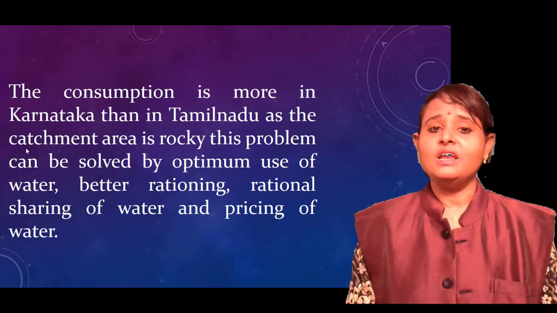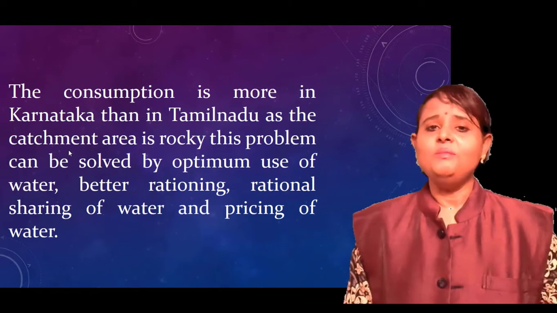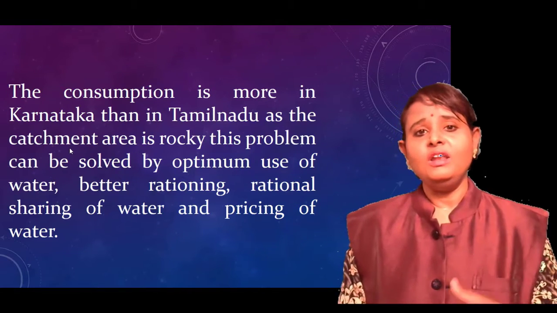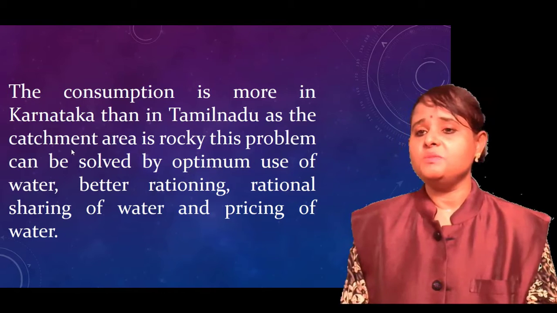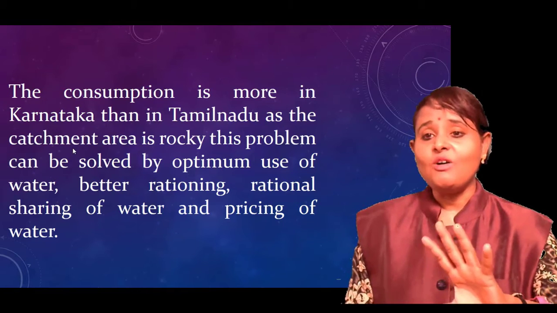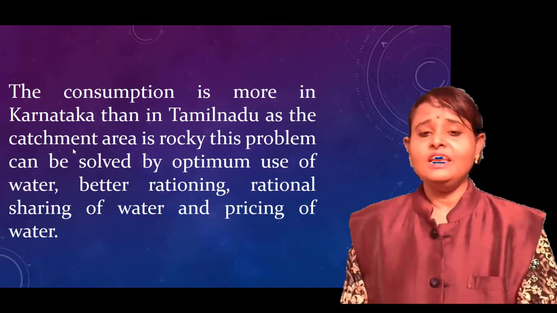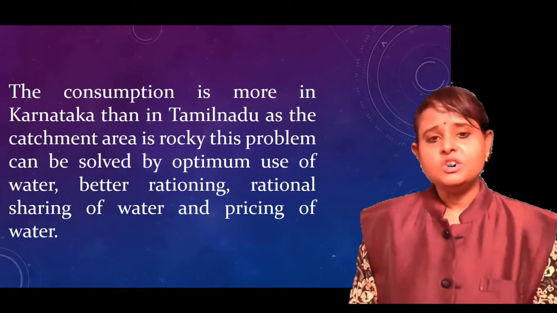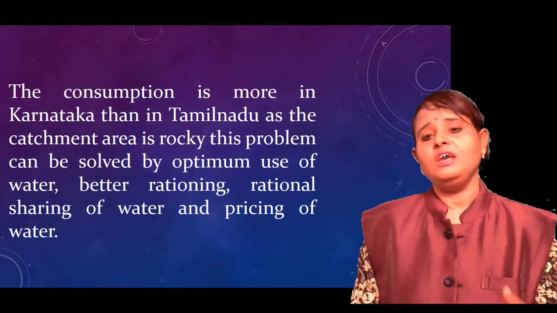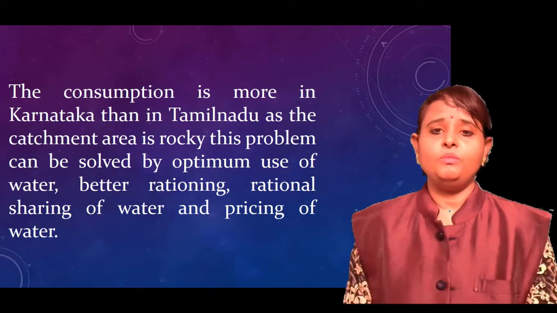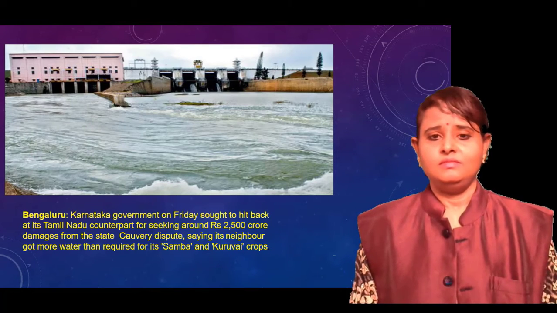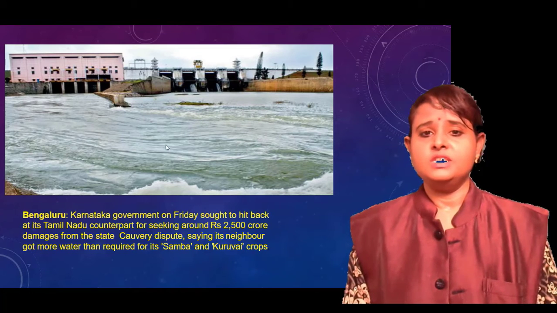The consumption is more in Karnataka than in Tamil Nadu, which is not accepted by Tamil Nadu. They are telling they are upstream. Whereas the Tamil Nadu people are utilizing more water, they are not accepting upstream, and these people are not accepting downstream. The catchment area is rocky. That's why, due to lack of understanding, the problem arose. It can be solved by optimum use of water, better rational sharing of water. Proper sharing of the water helps to solve the problems. You can see here, Kaveri water. You can see.